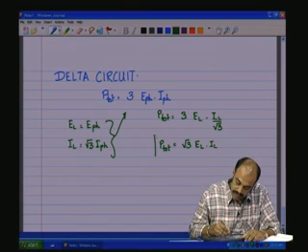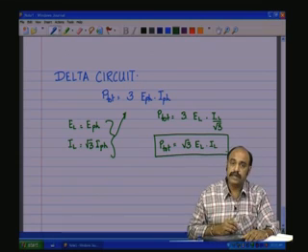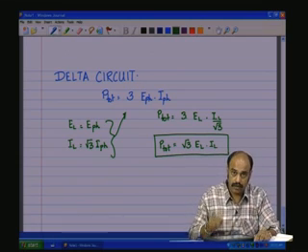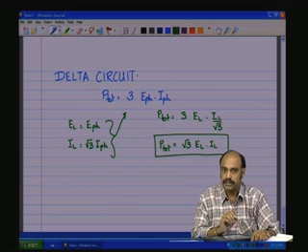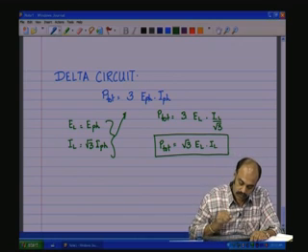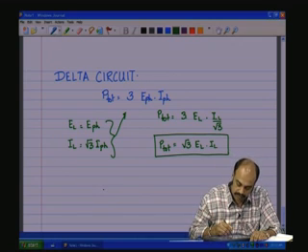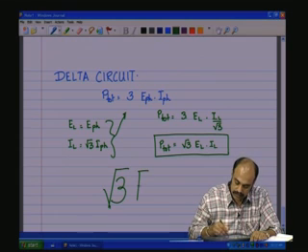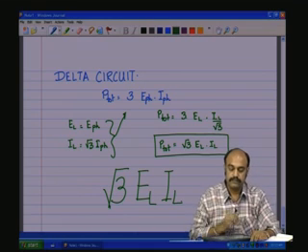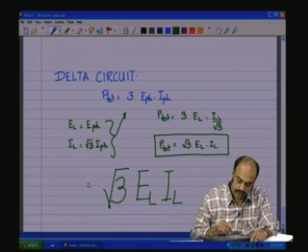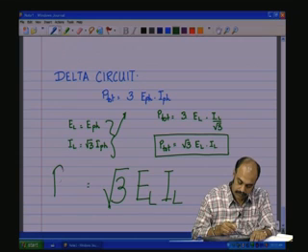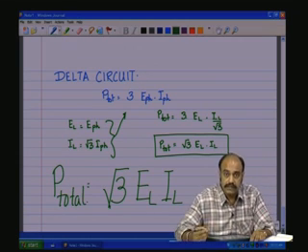So, whatever may be the type of connection, whether star or delta in a 3 phase circuit, if you are using the line parameters, line voltage, line currents, the total power is always given by root 3 E line I line. This will be the total power P total in a 3 phase circuit.